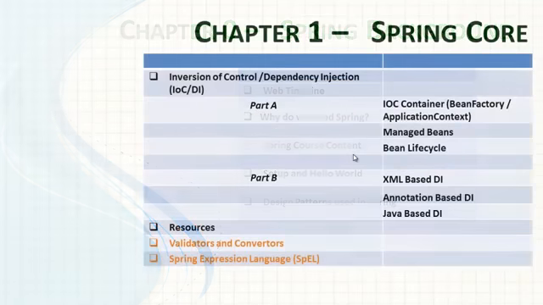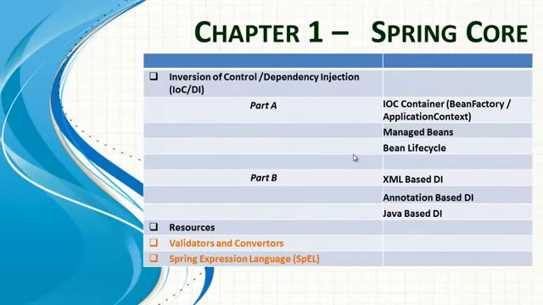So chapter 1 is the Spring core. Here we start with inversion of control and dependency injection, the IOC container itself. We look at the managed bean, the bean life cycle, and in part B we look at XML based dependency injection, annotation based dependency injection, and Java based dependency injection. We'll further look at the resources that are used in Spring, and then we'll look at validators and converters and Spring expression language.